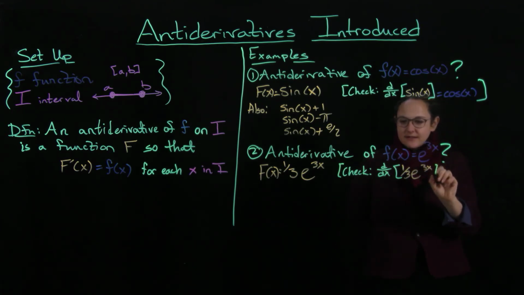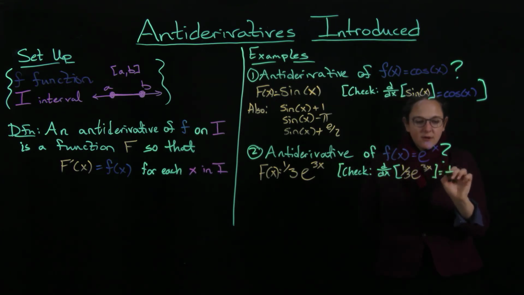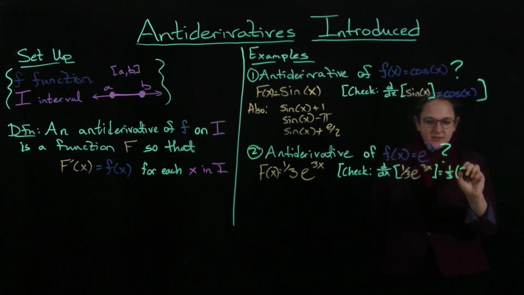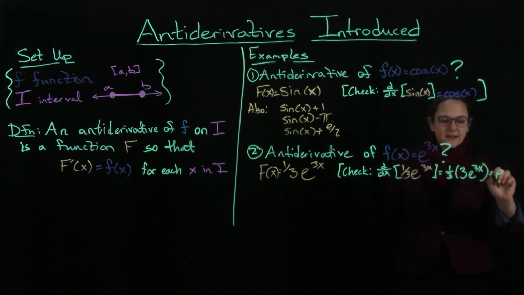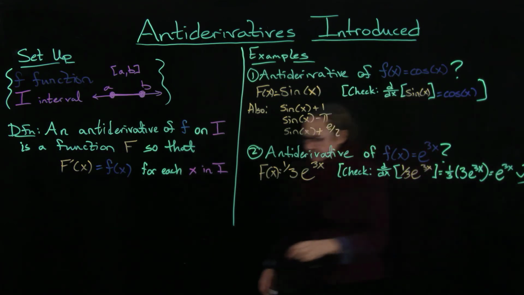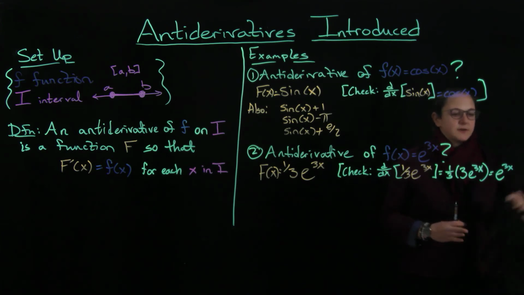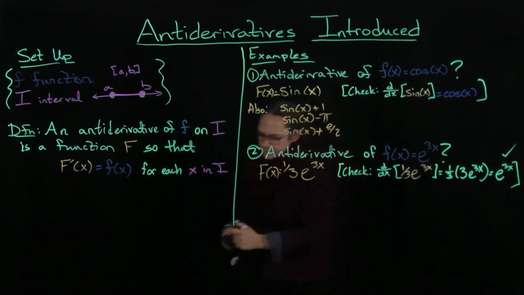This is going to make it much easier to see why I put that 1/3 in front, because I get 1/3 times, and then I have to pick up the 3 from the chain rule, so I get 3e to the 3x. Okay, and that equals, perfect, e to the 3x. Just what I wanted. That's a little bit off the edge there. Let's fix that. So that's going to be exactly what I want.